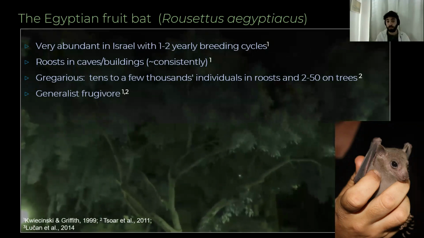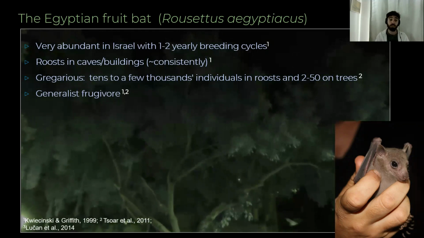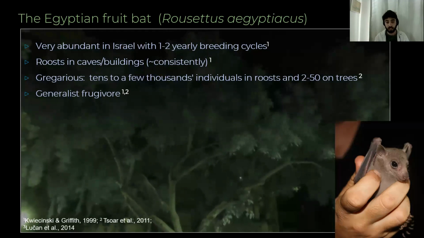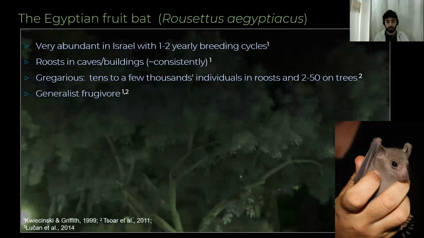It can reproduce even twice a year, and they often do. It roosts almost entirely in caves and buildings, very, very rarely, to the extent that almost never, we see them roost on trees like other fruit bats do. And as you saw from this video, it's very gregarious. We can find tens to thousands in cave roosts, some of them are huge, and many on trees, even more than 50 that is written here. You can even see it on the video in the back.